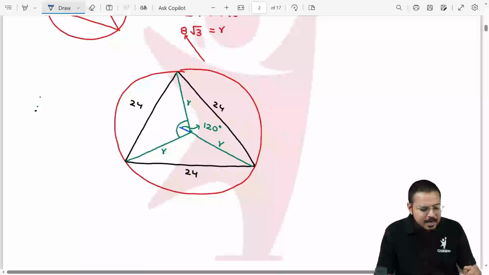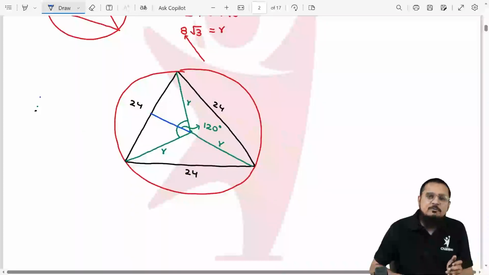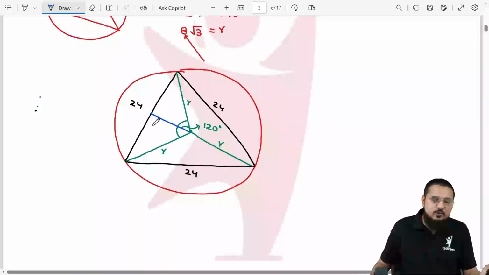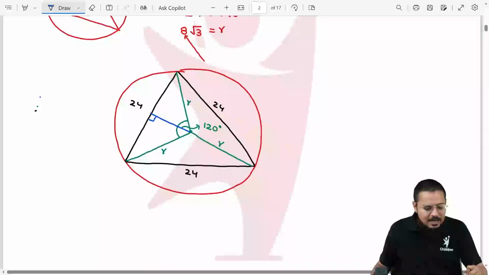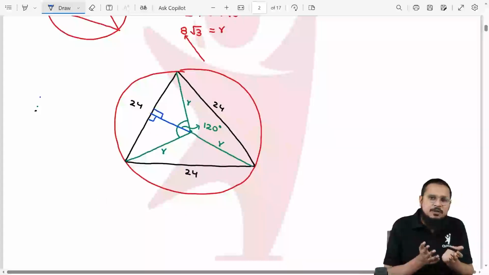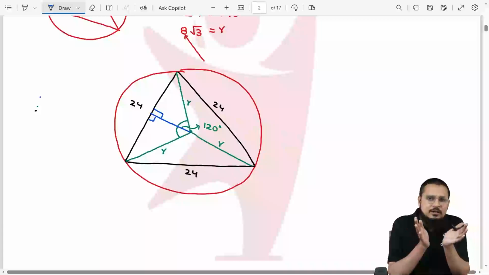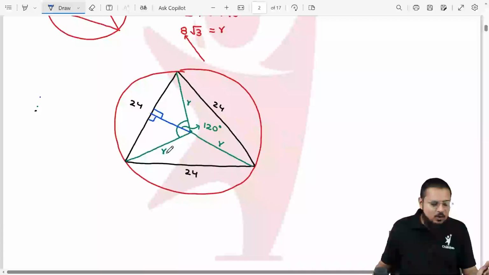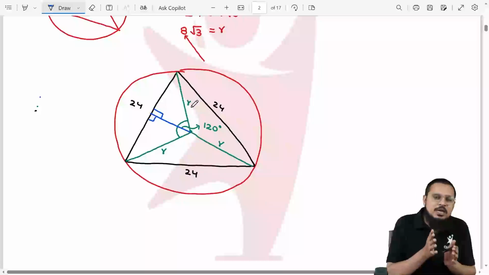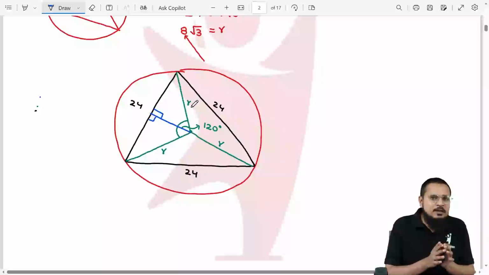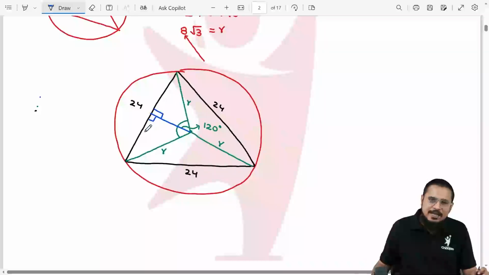If I drop a perpendicular from here, obviously it is going to bisect this side length of 24. Since this is a perpendicular, it's again one of the finest properties of triangles. If you're dropping a perpendicular from in between two equal sides, this R and R are two equal lengths, that perpendicular is always going to bisect your base. So this 24 is going to split itself into exactly two halves. This would be 12. And so would the other one, but I'm looking to operate over this triangle.